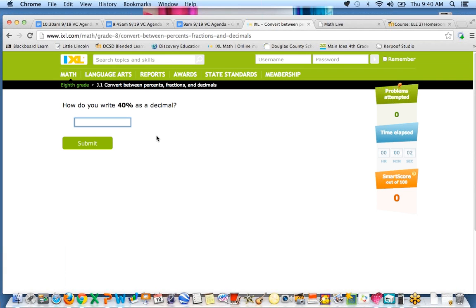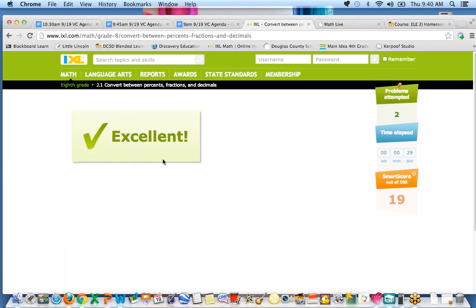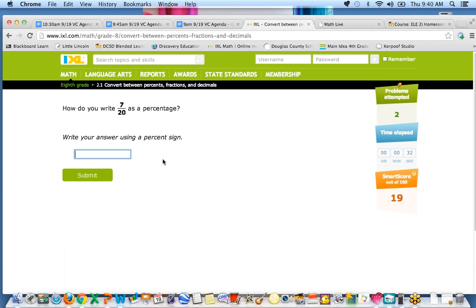How would we write 40% as a decimal? 0.4. There you go. Very good. 0.4. Perfect. So you guys, this is great to know that I'm going to have to go higher and higher with this particular 9 a.m. group. That's awesome, though. All right. How would I write 0.9 as a percent? 90, and then, oh, I have to put the percent sign. Cool.